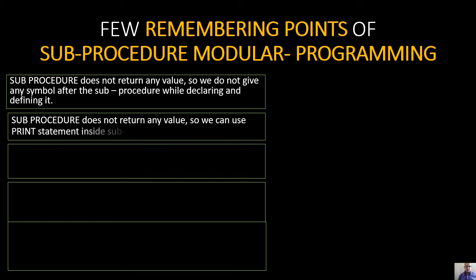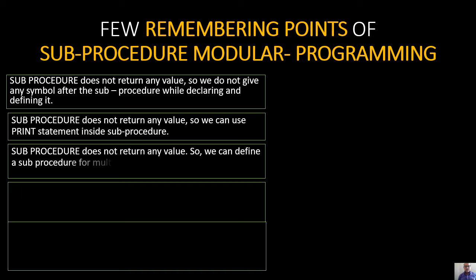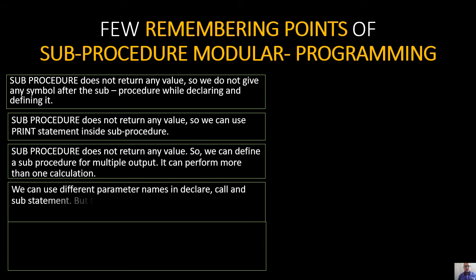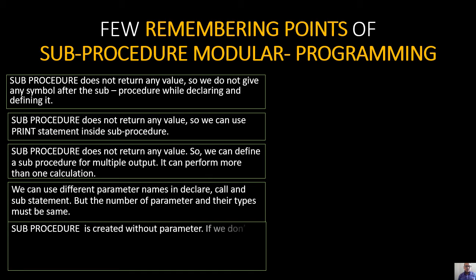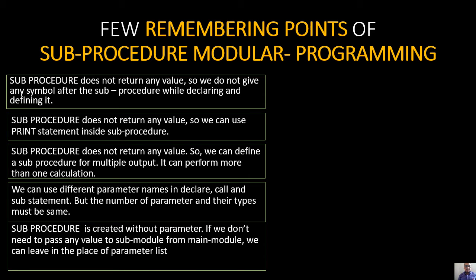A sub procedure does not return any value, so we can use a print statement inside the sub procedure. Third, since a sub procedure does not return any value, we can define a sub procedure for multiple output. It can perform more than one calculation. We can use different parameter names in declare, call and sub statements, but the number of parameters and their types must be the same. A sub procedure can be created without parameters. If we don't need to pass any value to the sub module from the main module, we can leave the parameter list empty.